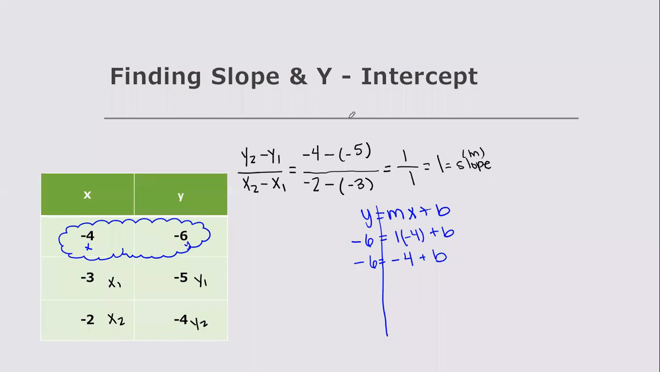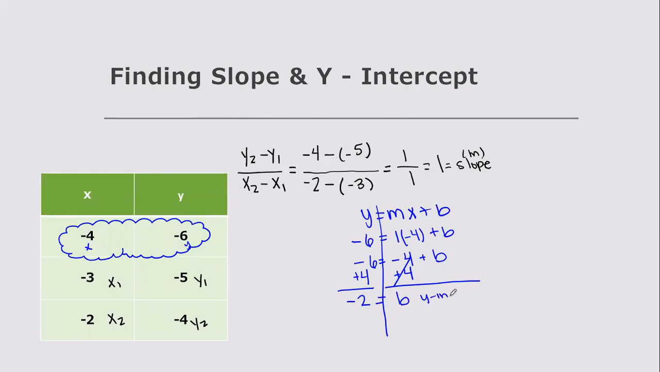I'm almost there. So I need to get rid of this -4. How do I get rid of this -4? Add it. So I do the opposite. So I'm going to add 4 to both sides. -6 plus 4 is -2. This cancels out, so that means b equals -2.